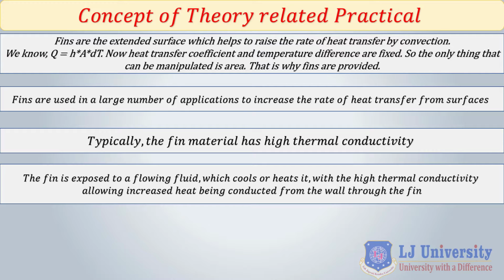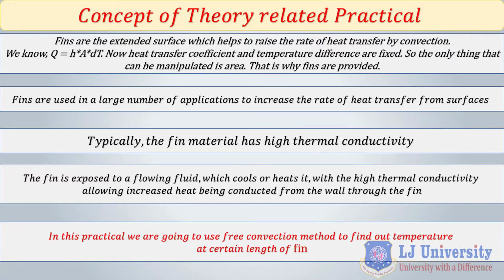So what he is trying to say is, let's say there is one wall and you have attached the fin. Fin means additional surface you have attached over there. So now whatever heat that wall possesses will be conducted through the fin, and all the heat will come to the fin. Why? Because the fin has higher thermal conductivity, and from the fin it will go to the surrounding air. So that is how the whole mechanism works. Now in this practical we are going to use the free convection method, because this practical can be done by two methods, free convection method and forced convection method.